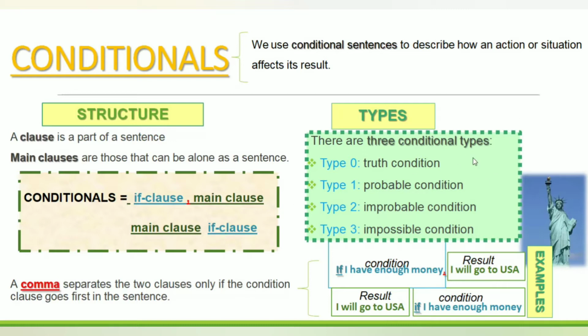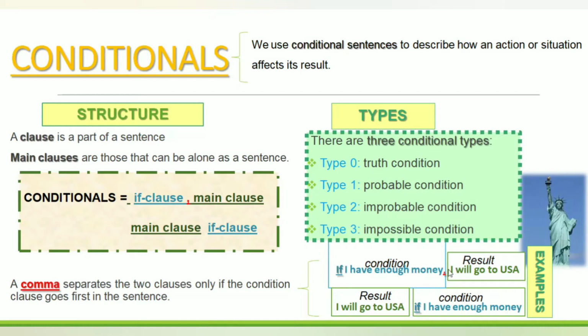Okay, so here we have the conditionals. The zero conditional used for truth condition. Conditional type 1 for probable condition. Type 2 improbable condition. And type 3 impossible condition. So here we have some examples.